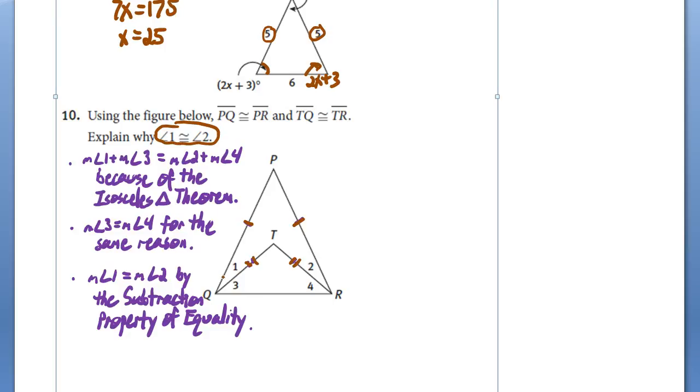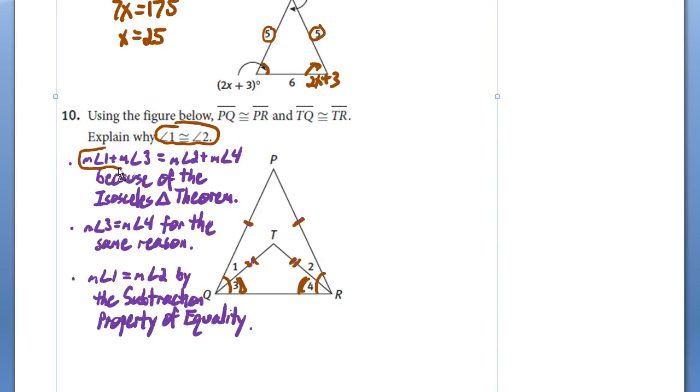We know that this angle is congruent to this angle because of the Isosceles Triangle theorem. And so that's what I've written out right here. Next, if we look at the small triangle, we know that this angle is congruent to this angle, again because of the Isosceles Triangle theorem. When you have an isosceles triangle, the base angles are congruent.